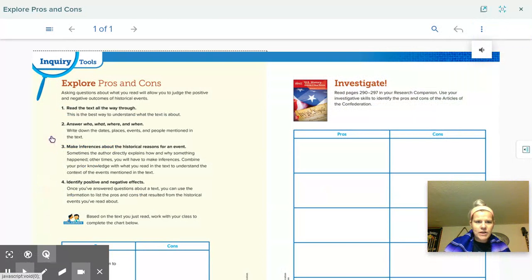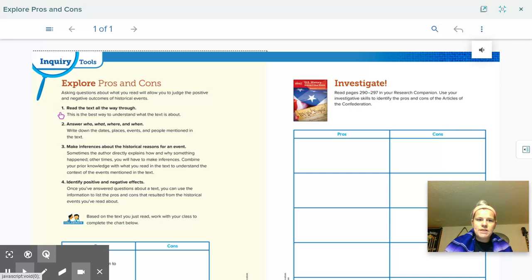All right, so let's go ahead and take a look at exploring the pros and cons. So eventually we're going to fill out this chart here together, and we'll talk about that a little bit more later. Let's go ahead and look at how can I work my way through the text to find these things. So it says asking questions about what you read will allow you to judge the positive and negative outcomes of historical events. So number one, it's saying let's read the text all the way through.